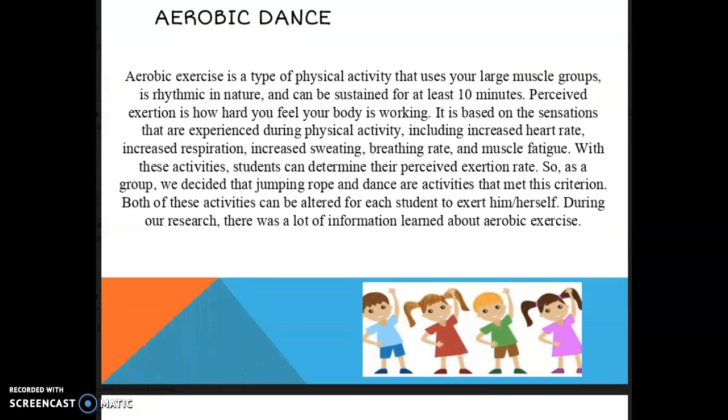Aerobic exercise is a type of physical activity that uses your large muscle groups, is rhythmic in nature, and can be sustained for at least 10 minutes.